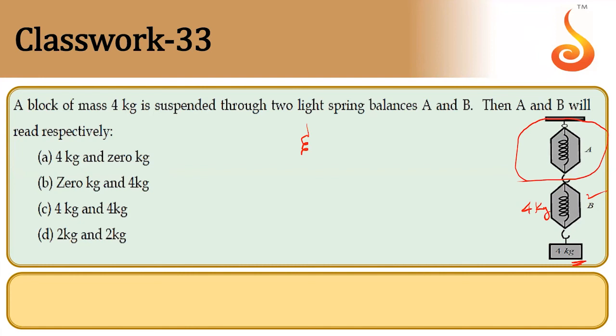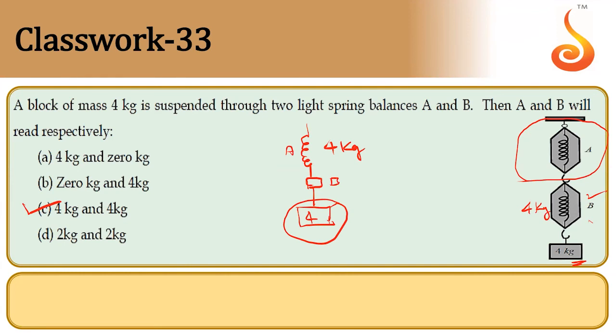Now consider A. A is a spring balance, and B is massless. So this is A, and this is massless, so I'll show it as a block here. This is B. Then there is one more mass, this is 4 kg. Now what is the net weight suspended from A? It is 4 kg only. So both should read 4 kg, 4 kg. Correct?